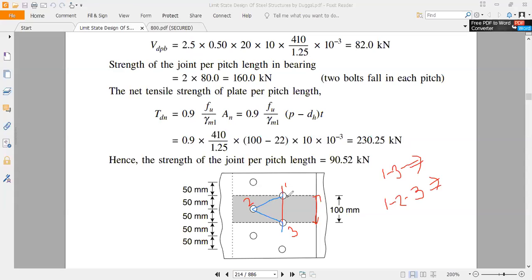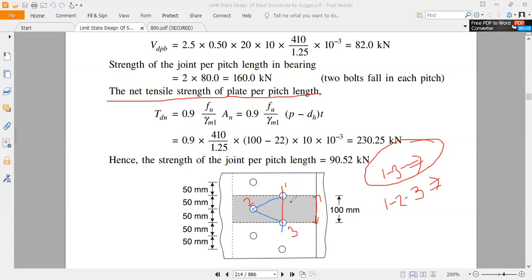Okay, and above all, this distance is not given. The horizontal spacing between the bolts is not given, so you cannot find the net area along 1 2 3. Clear? Yes, sir. So simply you have to assume that along 1 3 the area will be the critical one, and along that line you have to find the net tensile strength of the plate. Okay, per pitch length. So this shaded portion is basically the pitch length.